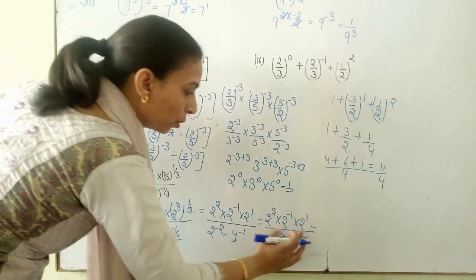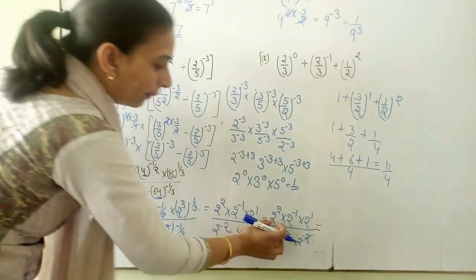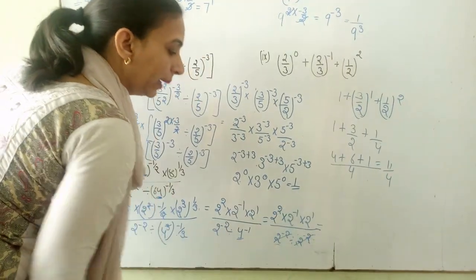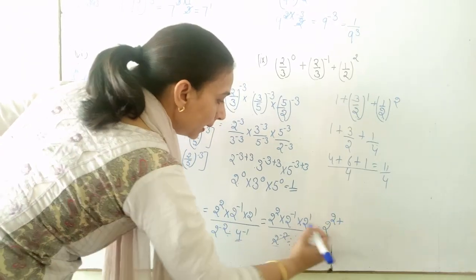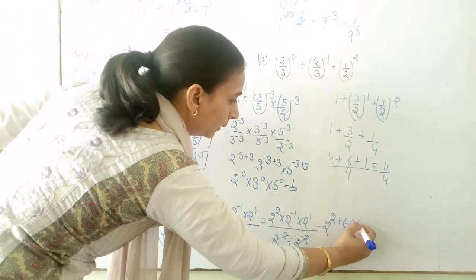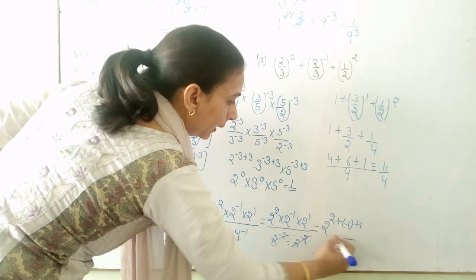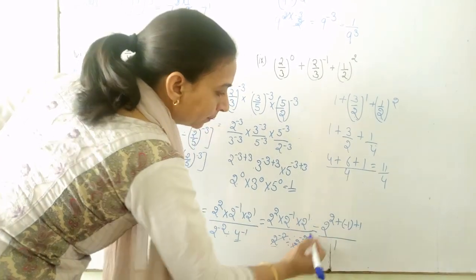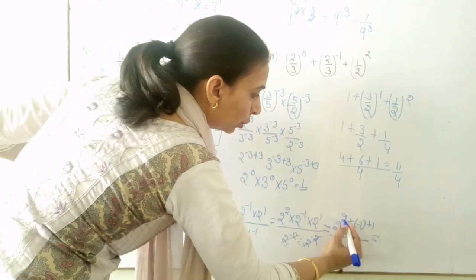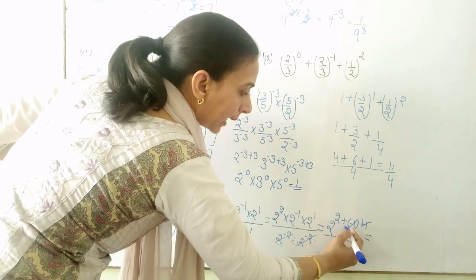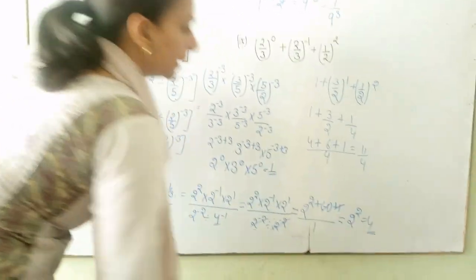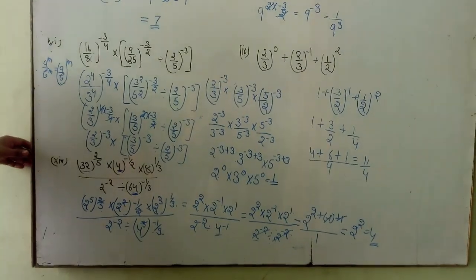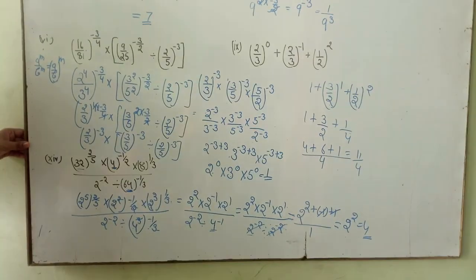Then according to the product law, the base is the same, so the powers should be added. 2 raised to the power 2 plus minus 1 plus 1 divided by 1. And this equals 2, minus 1 and plus 1 cancel, 2 raised to the power 2, and this equals 4. This is our answer. So now we take again some question 10.